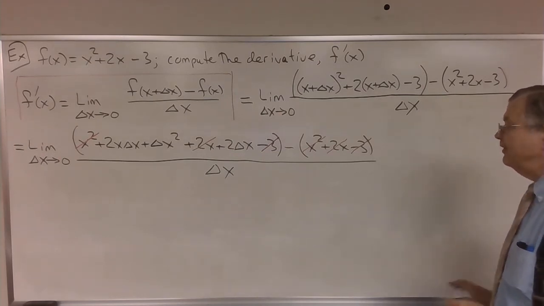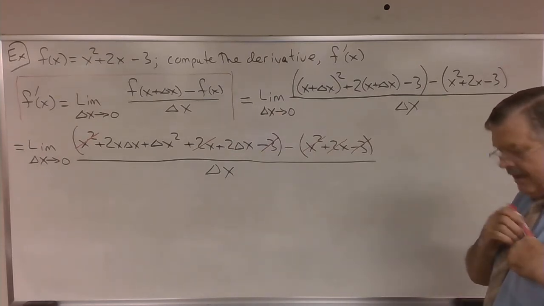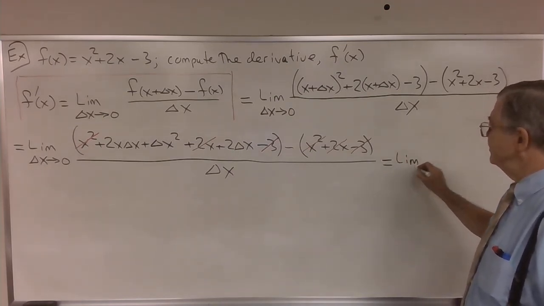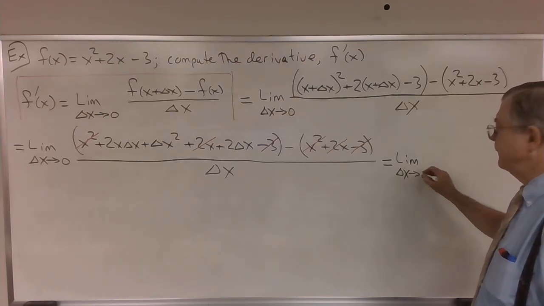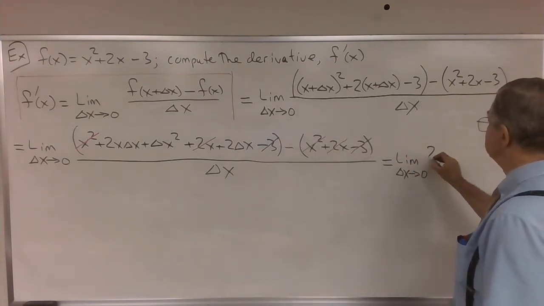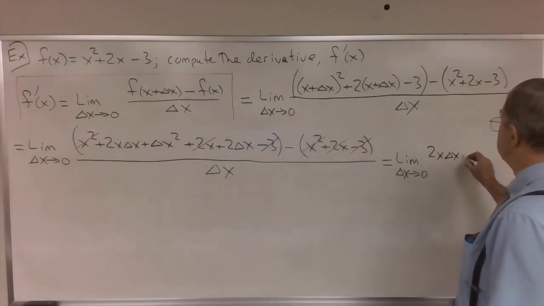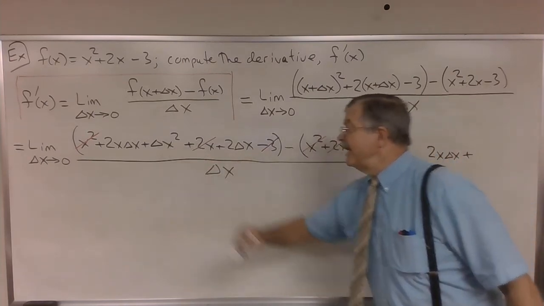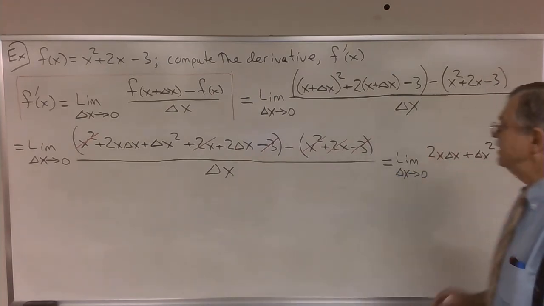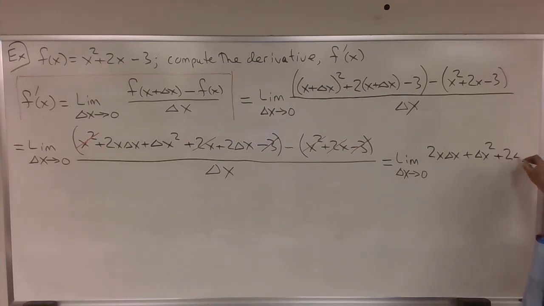Now, can I fit this on the same line? I'm going to die trying, I think. Limit as delta x goes to 0. And I have 2x times delta x plus delta x squared plus 2 delta x, all over delta x.